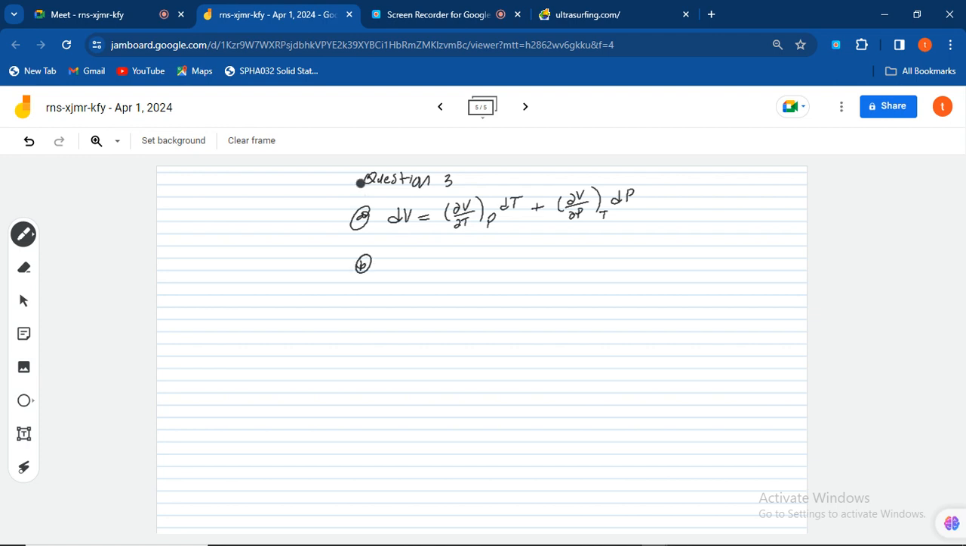Then part B, you have dP equal to ∂P/∂T at constant V, times dT, plus ∂P/∂V at constant T, times dV. It's going to be 5 marks for each question.